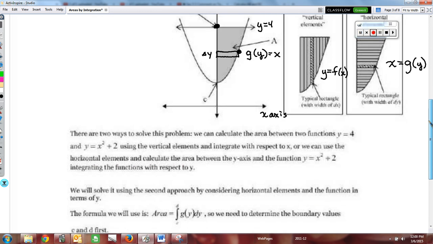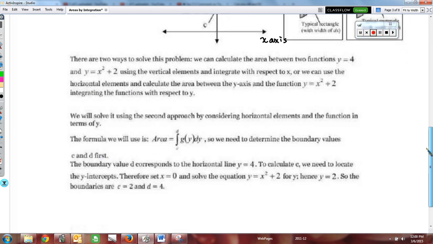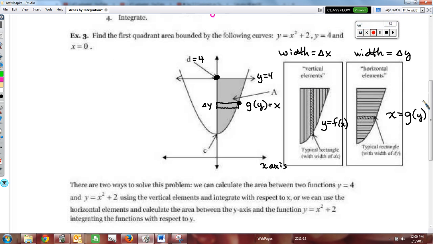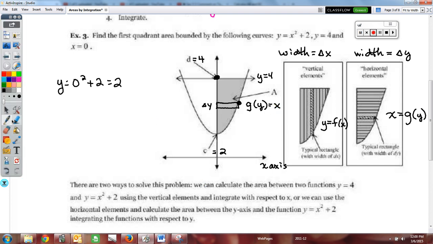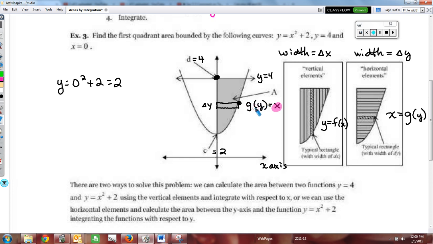Now, let's see, I probably have the work down here. I think they didn't really show you the work, but if I were to let x equal 0, then my y would equal 0 squared plus 2, which is 2. So that's fairly straightforward to find the bounds. Now the second thing that I need to do is I have to make some changes to my function. I need to have my x as a function of y.